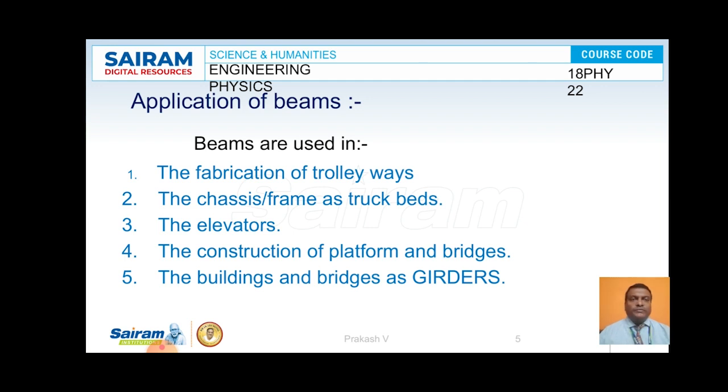Now the applications of beams. Beams are used in the fabrication of trolleys, used as a frame in truck beds, used as elevators, used in the construction of platforms and bridges, and also used in buildings and bridges as girders. So these were all the applications of the beam.